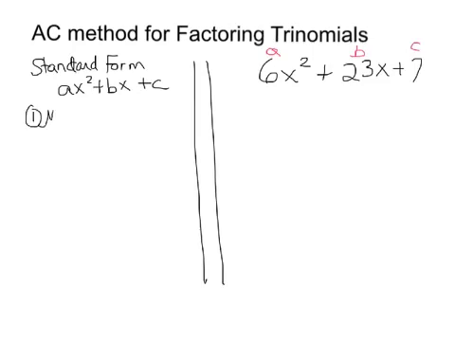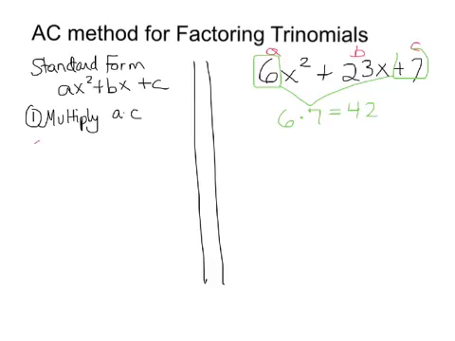My first step will be to multiply my a value times my c value. So in this case, what I'm going to do is take the 6 times the 7. So in this case, it's going to equal 42.